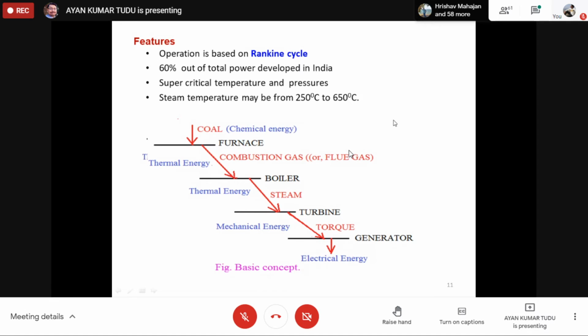So in the boiler, what is happening? This thermal energy is being converted to our steam. Okay. So here also we have what type of energy? We have thermal energy. So in the boiler, what is happening? Steam is produced. That steam is rotating the turbine. So here it is the mechanical energy. So mechanical energy is being converted to electric energy through the use of a generator.